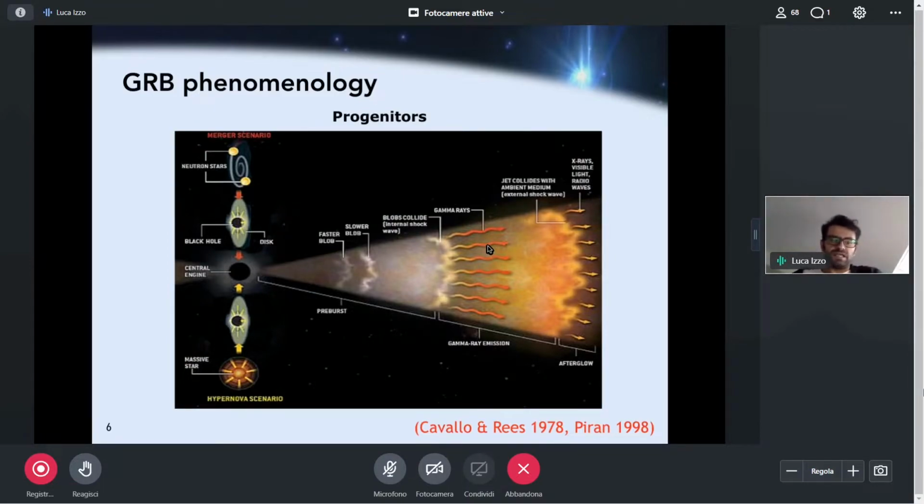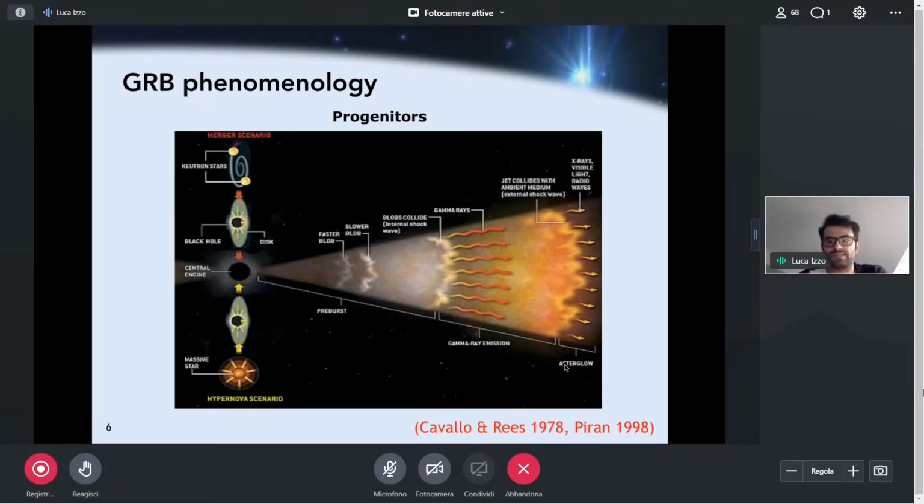So long gamma ray bursts originate from the collapse of a very massive star, whose collapse leads to the formation of a black hole. The same happens for short gamma ray bursts, which originate from the merging of two compact objects, namely two neutron stars or also two black holes. And when the newly formed central black hole accretes matter collapsing into the black hole itself, it emits a collimated emission that gives rise to the gamma ray.